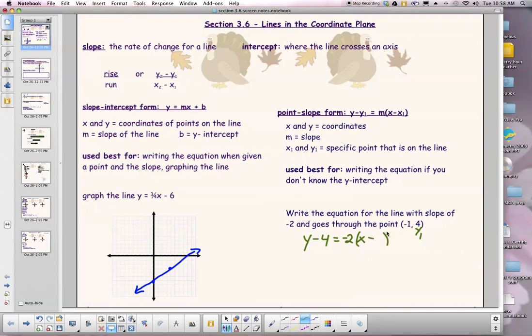And then minus, and then you put in your x1. Now our x1 is a -1. So since there's a minus already in the formula, when I put in -1, it changes it to a positive. So the equation of our line would be y minus 4 equals -2 parentheses x plus 1 end parentheses. And you can simplify that down if you want, but you certainly don't have to. This is an appropriate way to leave the equation of this line.